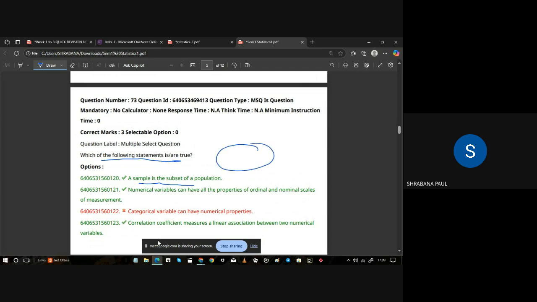Population is a whole class. 2-3 children of the class are the sample. So the sample is a subset of the whole population, right? So it is right. Numerical variables have all the properties of ordinal or nominal scale of measurement. What are numerical variables? Numerical variables are numbers, right?